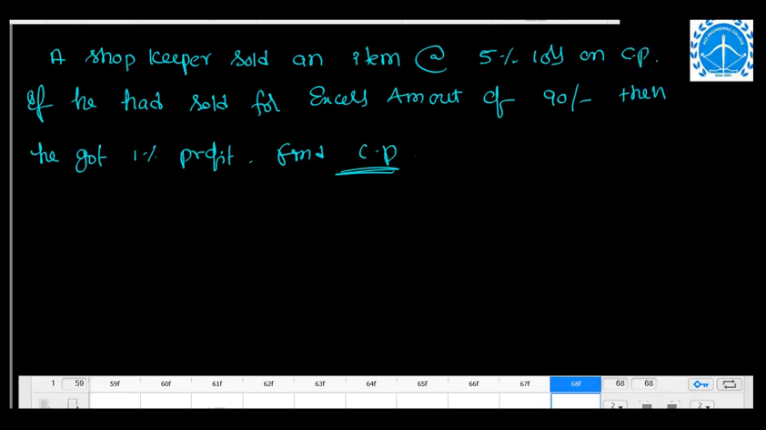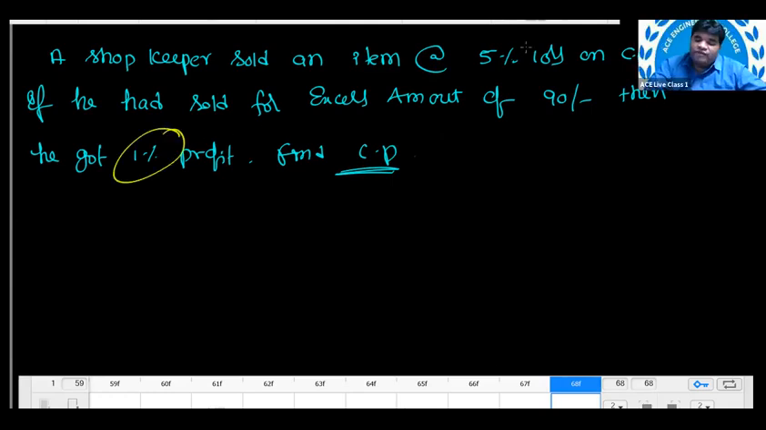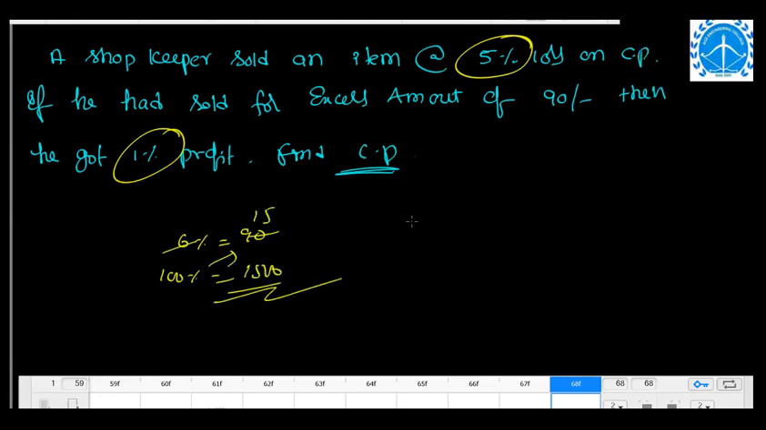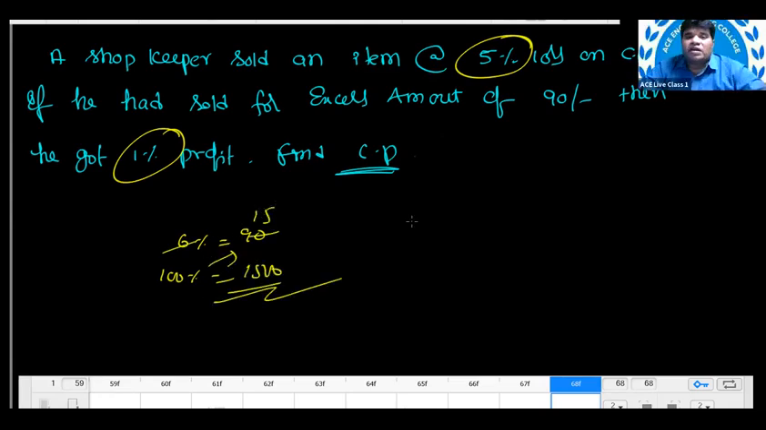15,000, sir. So the gap is 1/5, loss or profit. Then what is the answer directly? 6% is 90. 100% is equal to 1500 by cross multiplication. Completed answer. Just one single step.